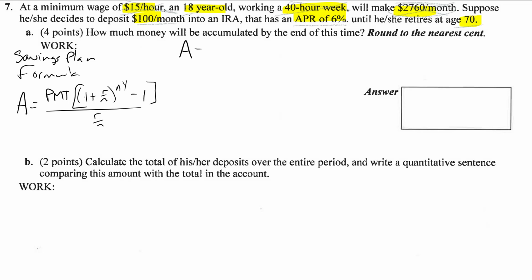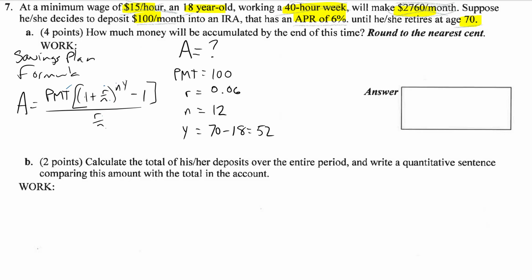Okay, so A is going to be the thing that we know, the amount of money over time. The payment is going to be $100 a month. The R is going to be 0.06. That's the APR. The N will be, let's see, it's monthly, right? So that's 12 times per year. The Y is going to be a little bit trickier. So 70 minus 18. I get that as 52. You might want to double check me on that.